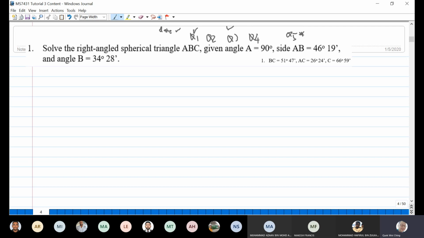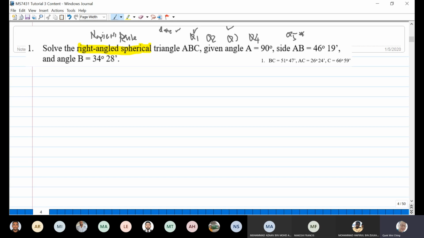Given the angle A is 90 degrees, so the right angle. So this is very important. When you see a right angle spherical triangle, you know that this is going to use Napier's rule. Napier's rule is very fundamental in nautical science. So you know straight away to use Napier's rule, when one angle is 90 degrees.